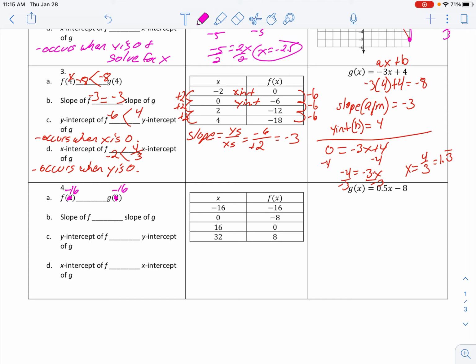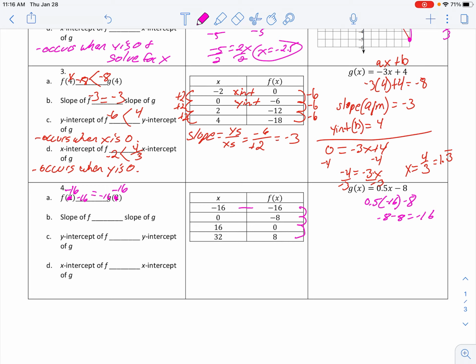When I look at f of negative 16, I see that I have right here negative 16. So I want to compare negative 16 to that. And on the g of x function, I want to plug in negative 16 for x. 0.5 times negative 16 is negative 8, and negative 8 minus 8 is then negative 16. So it happens to be equal to one another.